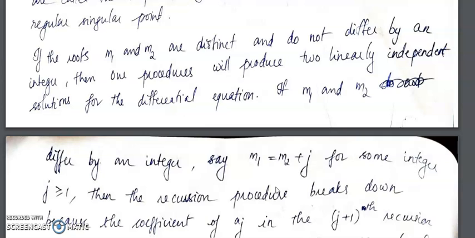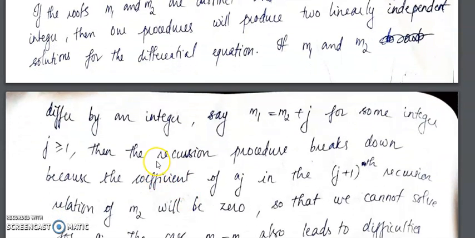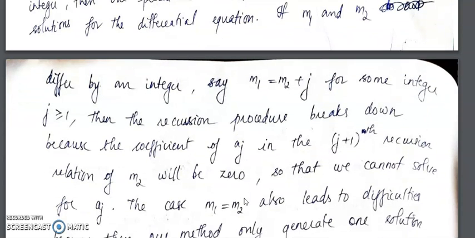where j is an integer, then when you write down the recurrence relation, what happens is the coefficient of aj in the j plus 1 recurrence relation will be 0. So you will get a solution corresponding to m1. Now when we take m2, in the j plus 1 recurrence relation the coefficient of aj is going to be 0. So we cannot find the value of aj. Therefore, in that case, we cannot solve for aj.